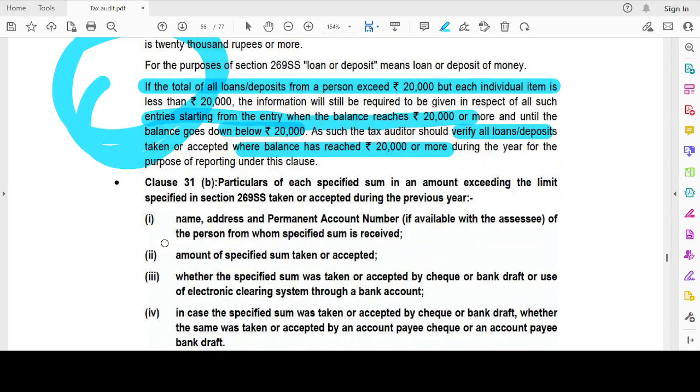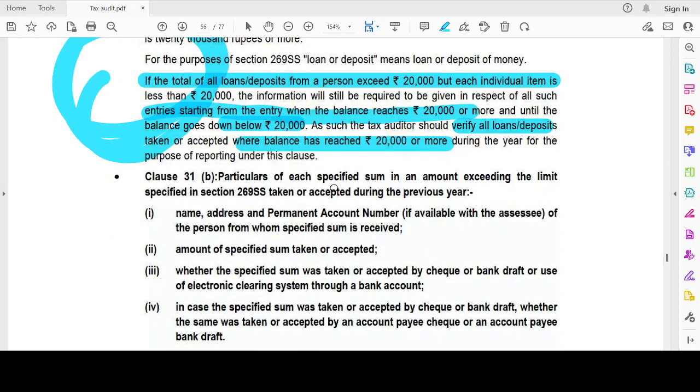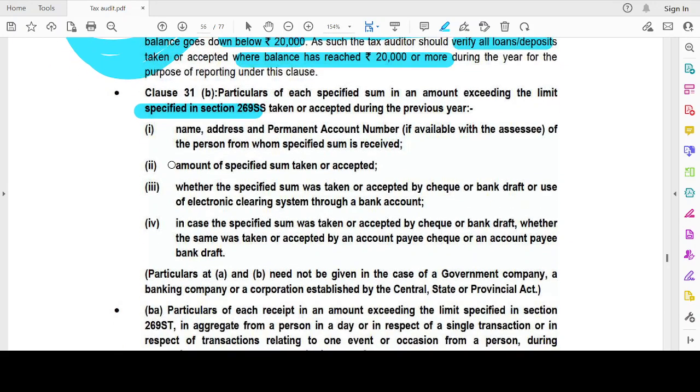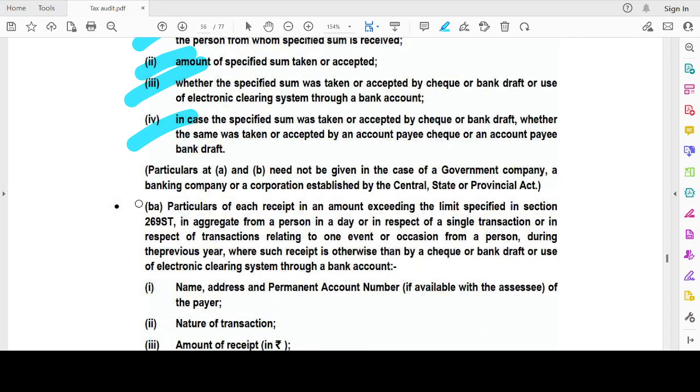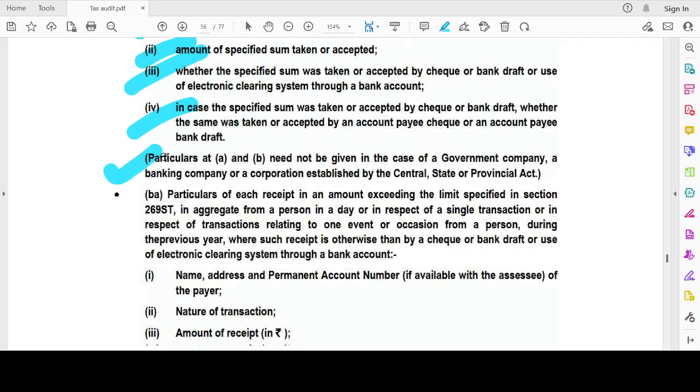Okay. Now, clause 31B. Particulars of each specified sum in an amount exceeding the limit specified in 269SS taken or accepted during the previous year. Same details like name, address and PAN, amount of the specified sum, which mode it was taken by, and whether it was taken by account payee cheque or account payee bank draft. Similarly, it will not apply to a government company, banking company, or a corporation.